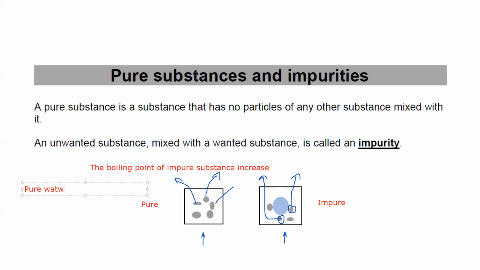For example, if you have pure water, it boils at 100. But if you have impure water, like water containing other salts or a salt solution, at what temperature will it boil? It will boil at around 104 degrees centigrade or more. So impure substances boil at a higher temperature compared to pure substances. Is it clear? This idea?